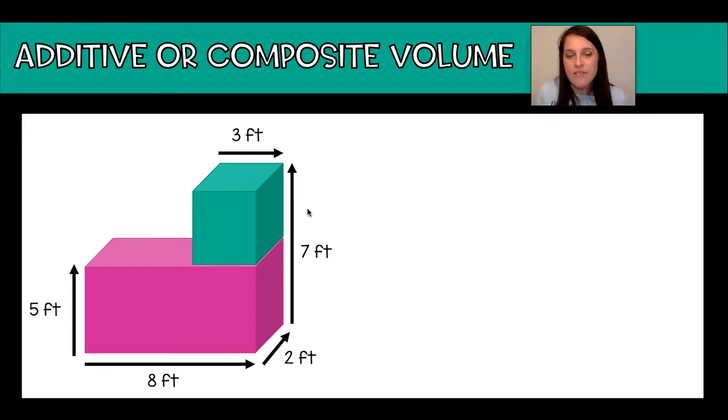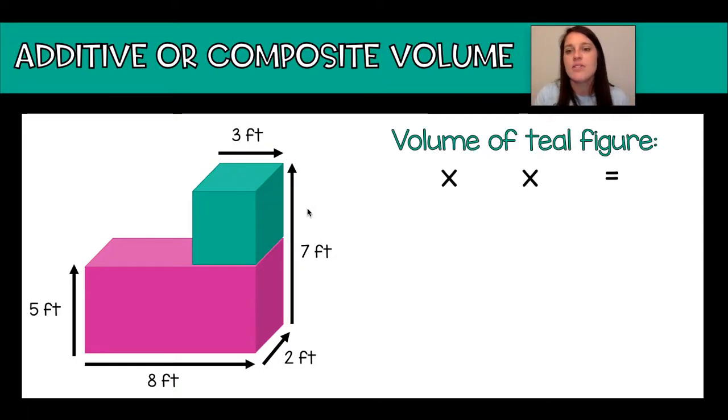As an easier level, I've kind of shown you 2 different colors, and I've already divided the cube from the rectangular prism. It's easy to see where one starts and where the other one ends, okay? So let's take a look at the volume of the teal figure. Remember, the length of this teal figure, how long it is, 3 feet.